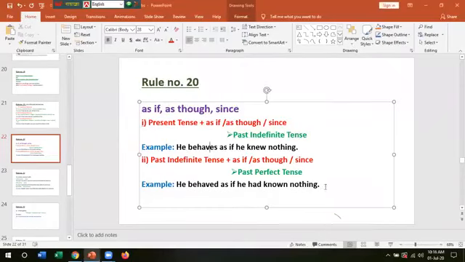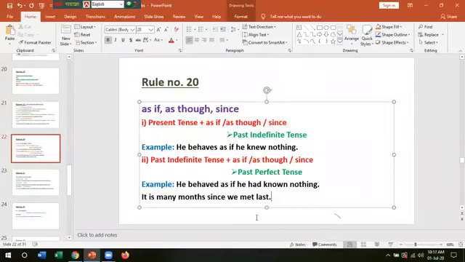Okay, let me give you another example using since. It is many years since, not actually years, it is many months since we met last. You see, it is many months since we met last.